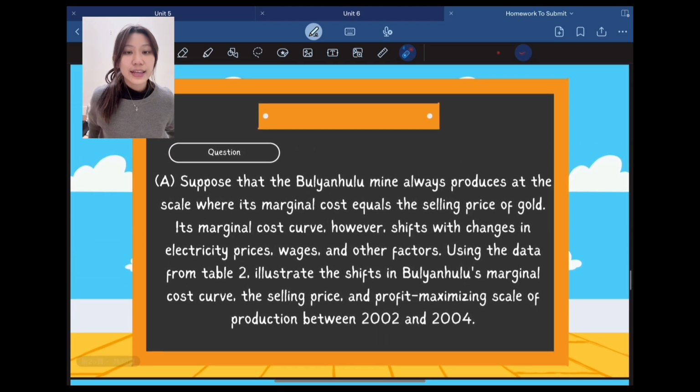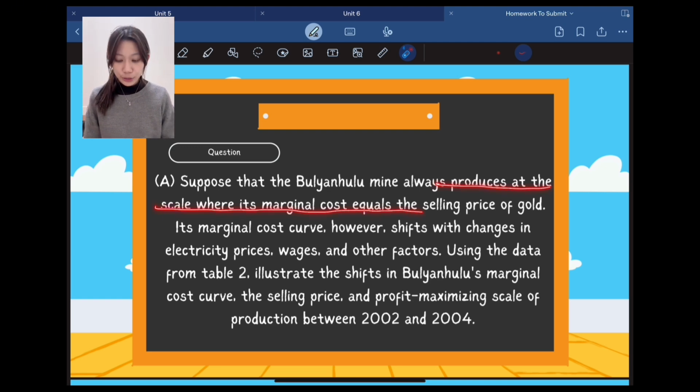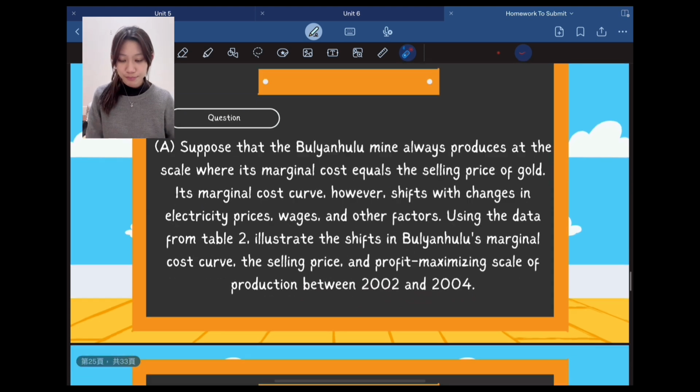So question A is, suppose that Buyanghulu mine always produces at a scale where its marginal cost equals the selling price of gold. Its marginal cost curve, however, shifts with changes in electricity prices, wages, and other factors. Using the data from Table 2, illustrate the shift in Buyanghulu's marginal cost curve, the selling price, and the profit-maximizing scale of production between 2002 and 2004.